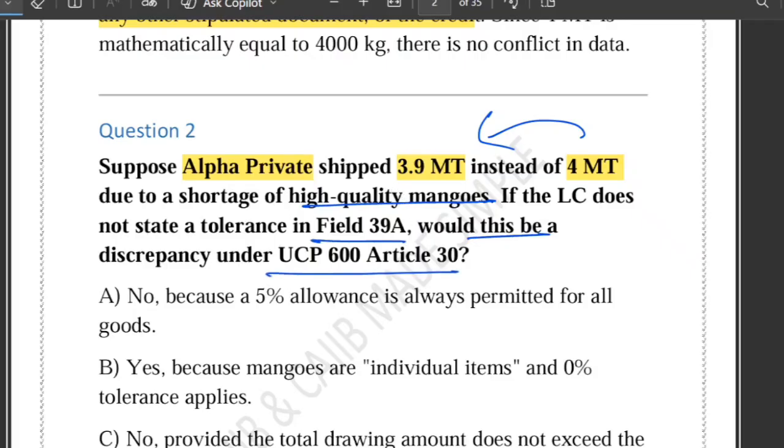So it is a very good question. What is happening here? The exporter shipped 3.9 metric ton instead of 4 metric ton, and nowhere is the tolerance mentioned. Right? Tolerance has not been mentioned. Now the question is, is this a discrepancy?